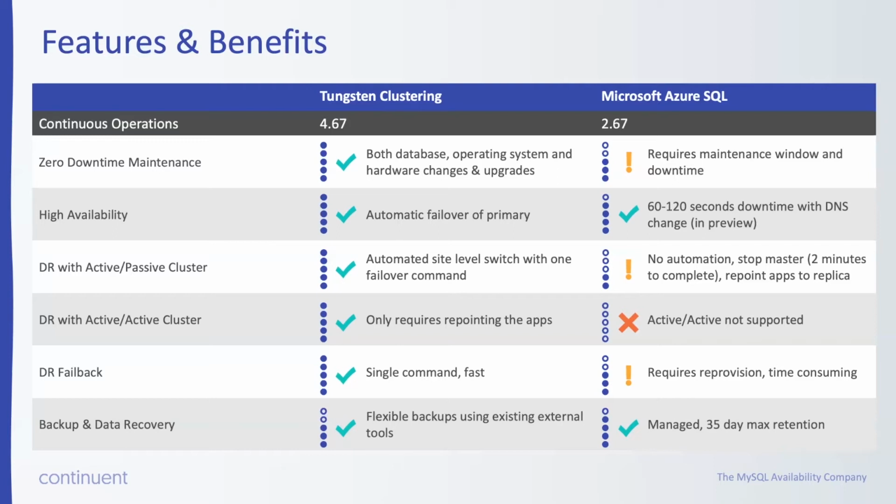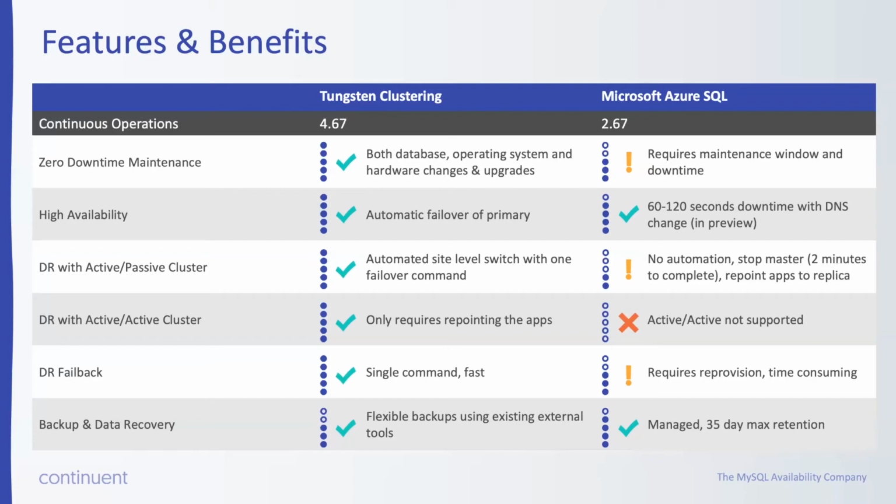Now, DR with an active passive cluster. Again, that comes out of the box with Tungsten clustering, but with Azure, this is only going to be in the single server, and we need to stop the primary and repoint apps to our replica. So there's going to be definitely an extended period of outage there. And then when we talk anything with an active cluster, that's not supported in Azure.